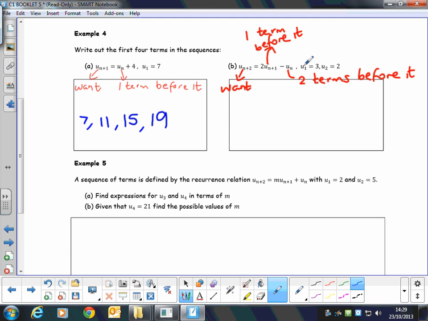So if we look at this, u1, which is the first term, is 3. Your second term is 2. So to get the third term, which is the term that you want, you've got to do 2 multiplied by the term before it. So 2 multiplied by 2, which is 4, minus the term before that. So we do 4 minus the 3 to give you 1. Now to get the next term, I've got to do 2 multiplied by the term before it. So 2 multiplied by 1, which is 2, minus the term before it. So 2 minus 2, which gives me 0.